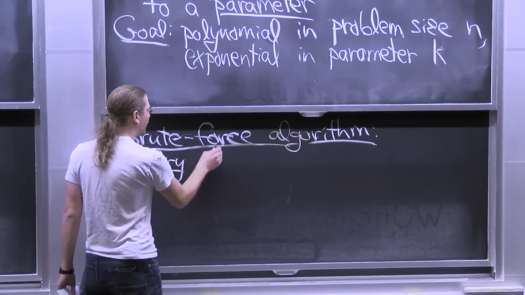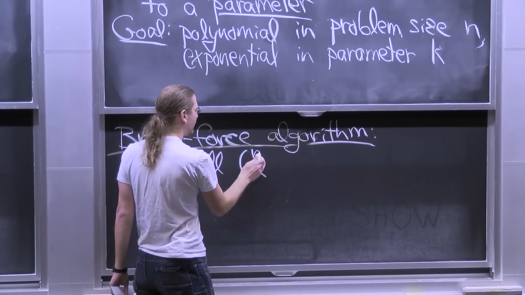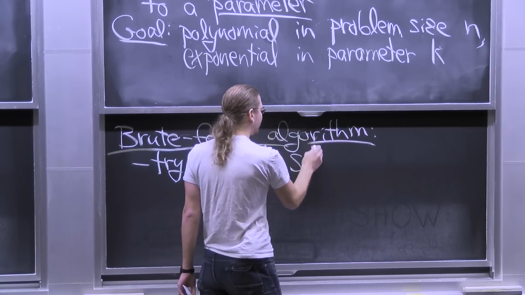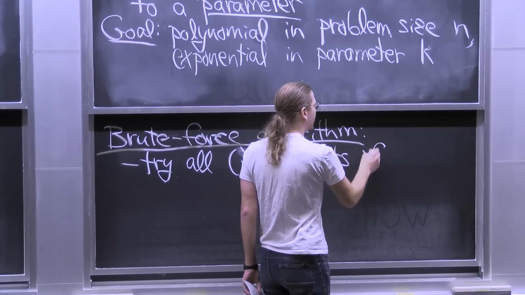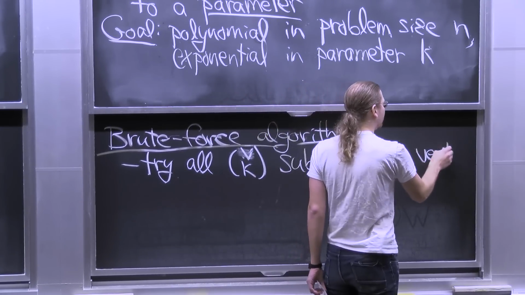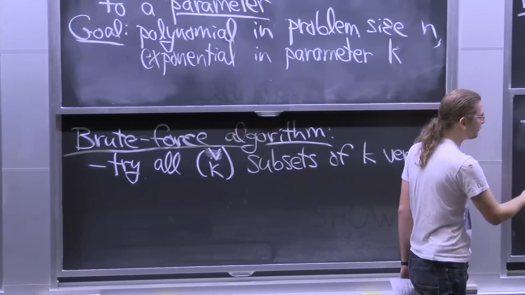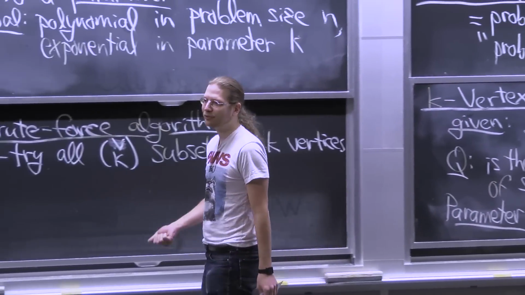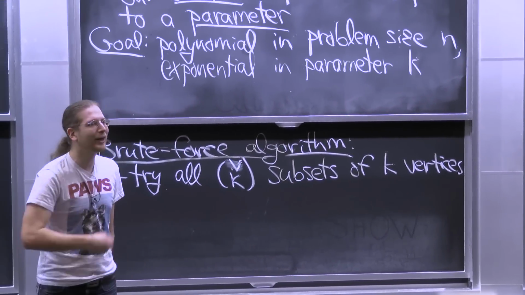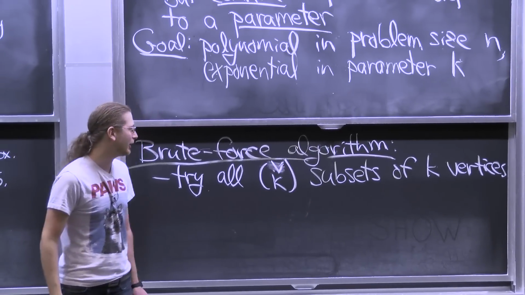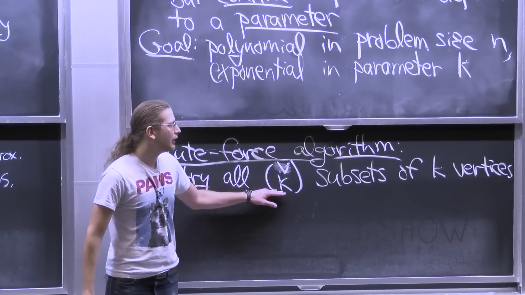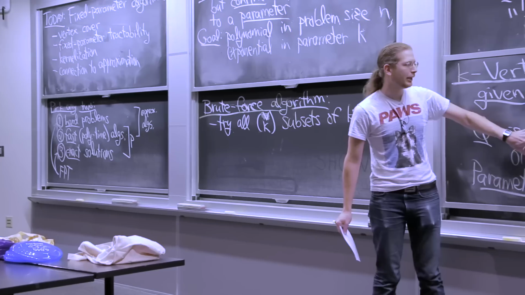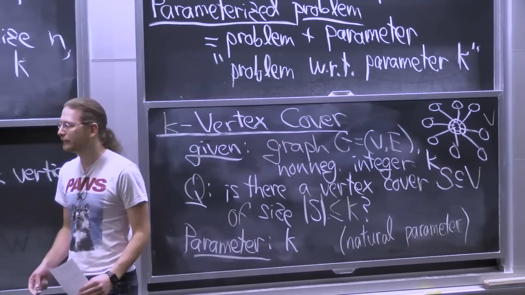Try all n choose k, I guess v choose k, subsets of k vertices. If I wanted to match this definition exactly, I should try all subsets of less than or equal to k vertices. But hey, if I choose fewer than k vertices, why not add in a few extras until I get up to k? So it's enough to look at v choose k subsets, subsets of size exactly k, because that will end up giving the same answer as this question.